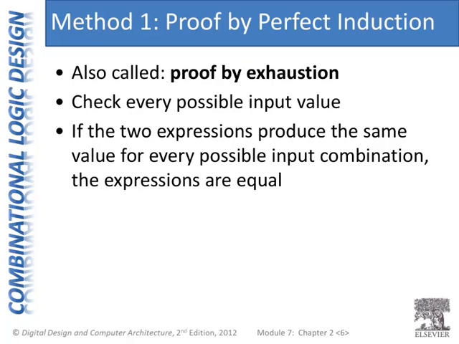The first method we're going to use is called proof by perfect induction. This is also called proof by exhaustion. We're basically going to check every possible input value. Remember, we're using binary signals or binary variables, so the value of a signal is either 1 or 0. It's pretty easy to exhaustively check every possibility and see if the expressions are equivalent. If the two expressions produce the same value for every possible input combination, the expressions are equal.